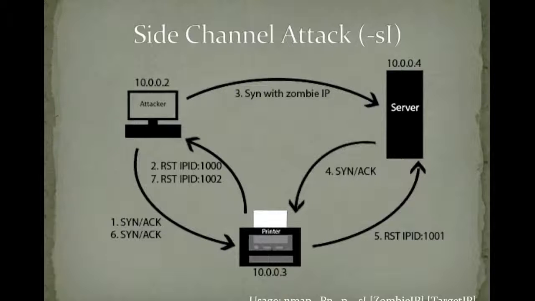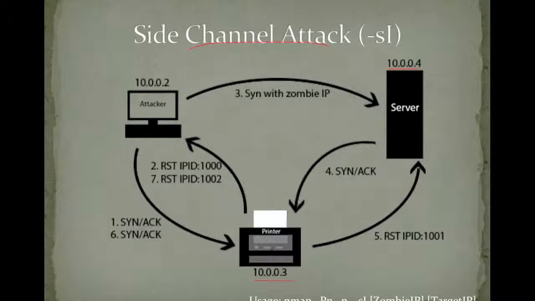So I'll show you how this is useful. Here's a usage of this: nmap -Pn, which skips host discovery, -p- searches for all ports, and -sI is the side channel attack, where you put in the zombie IP and the target IP. This is your zombie right here, and this is your target right here. You definitely want something that's very quiet on the network, and a printer is a good example because printers usually just sit in an office and don't do much. I'll tell you why this is important in a minute.